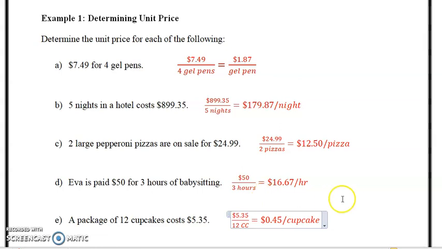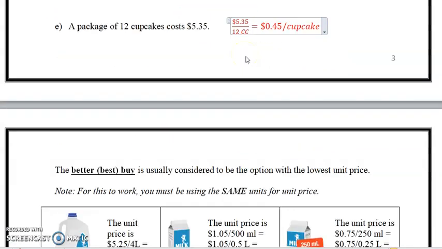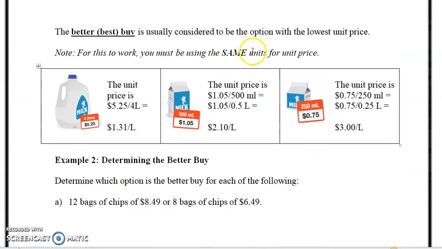Per cupcake. And that is how you determine unit price. Let's look at what's called the better buy. The better buy, or the best buy, is usually considered to be an option with the lowest unit price. Note that for this work, you must be in the same unit.